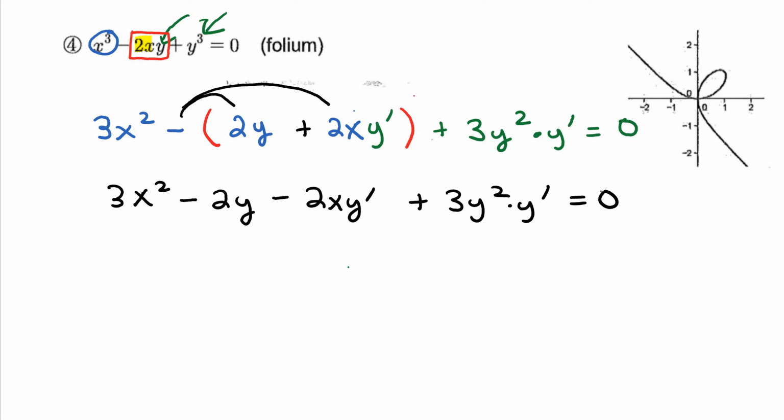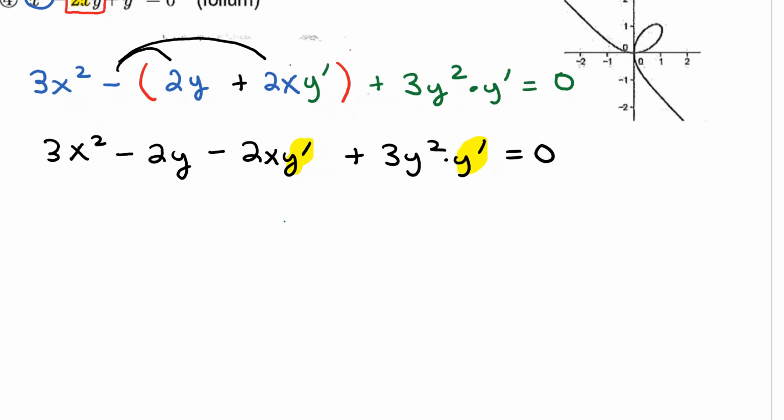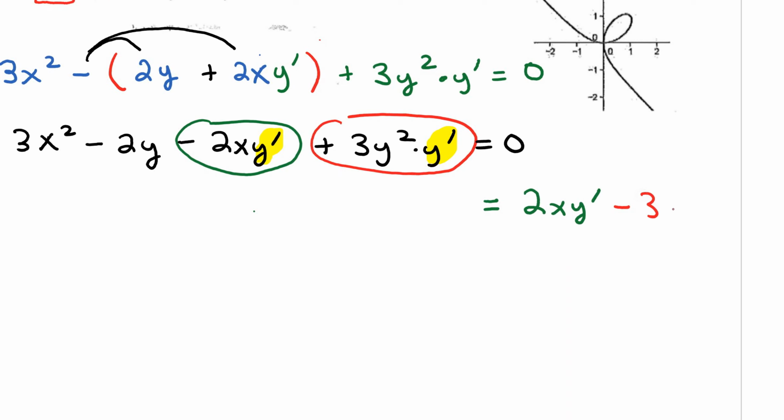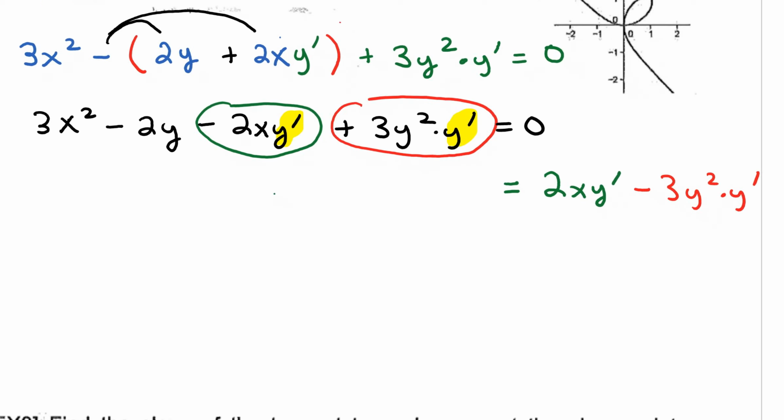So my goal is I want to get the y primes together here. So the y prime here and the y prime there in yellow, I need to get those all on one side and factor that out. So I can just move the y primes to the right-hand side of the equation. If I move this to the right-hand side, I would get 2x y prime. And then if I move this to the other side, I would get negative 3y squared times y prime. And then on the left-hand side of the equation, I still have the 3x squared minus 2y.